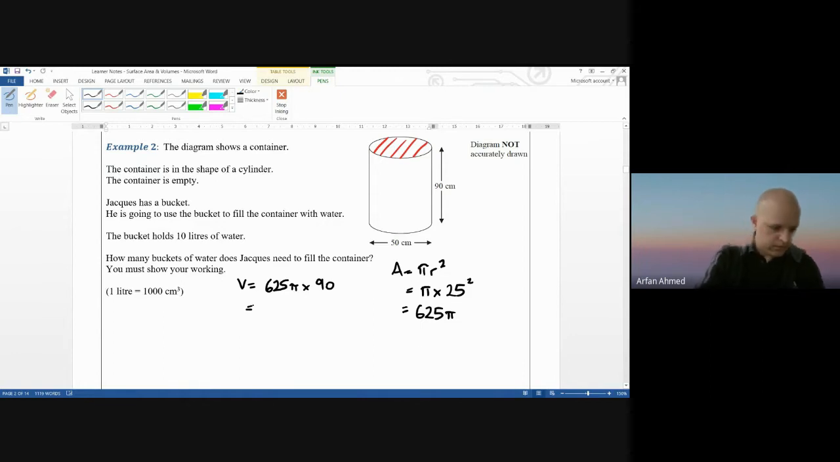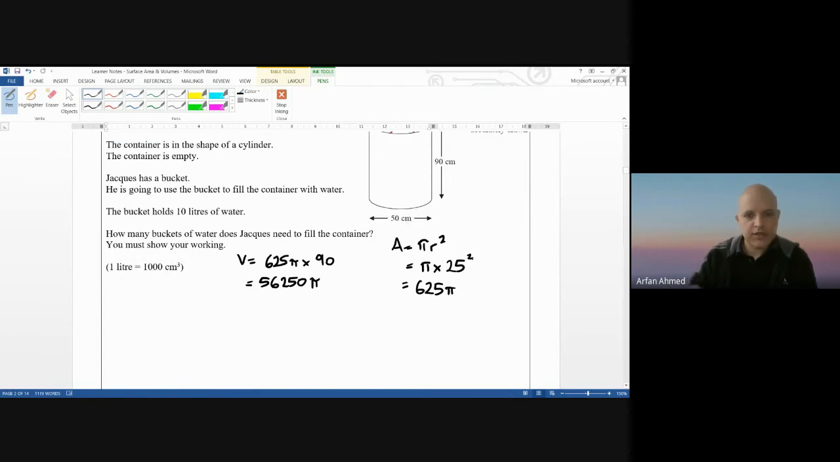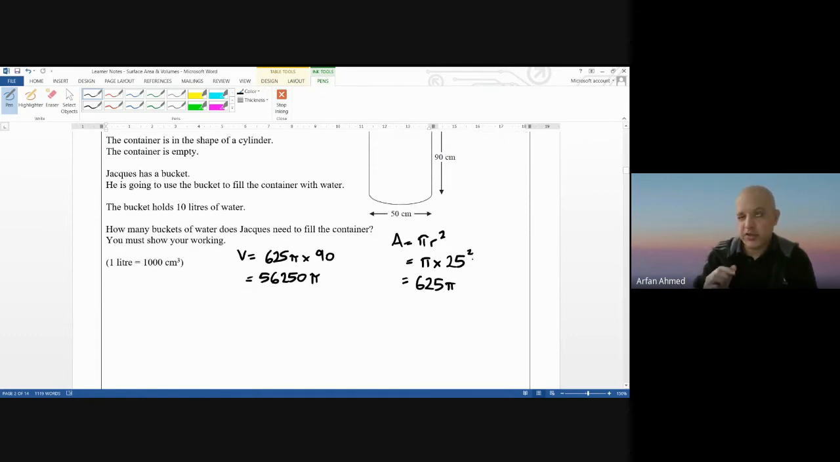Let's do that. 625 times 90. 56250 pi. Let's leave it like that for now. Don't want to write all those decimals. Let's keep it like that for now. No, in fact, we do need it in decimals now, because this is technically in centimeters cubed. We need it in liters, and we need to use this, definitely.